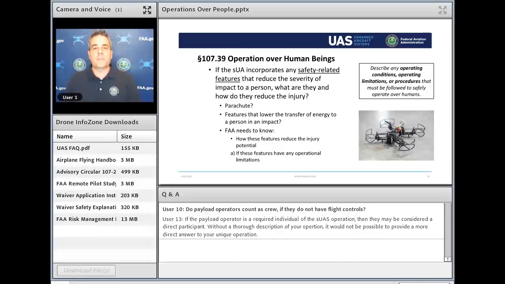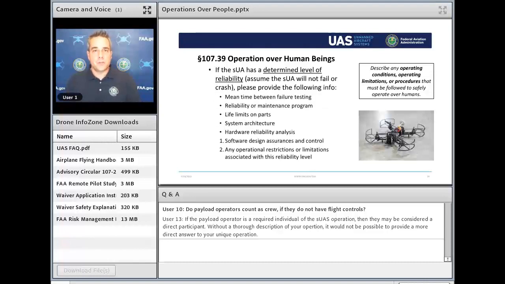So if you're going to use something like design safety-related features, remember your application must contain details on that. How do those features reduce the injury level? Do they have any operational limitations? For example, we have parachute listed on this slide here. Does the parachute have a minimum deployment altitude? So if it's a minimum deployment altitude of 50 feet above ground level, and you're proposing to operate at 30 feet above ground level, those numbers don't work out. So what type of limitations do you have on those design features?